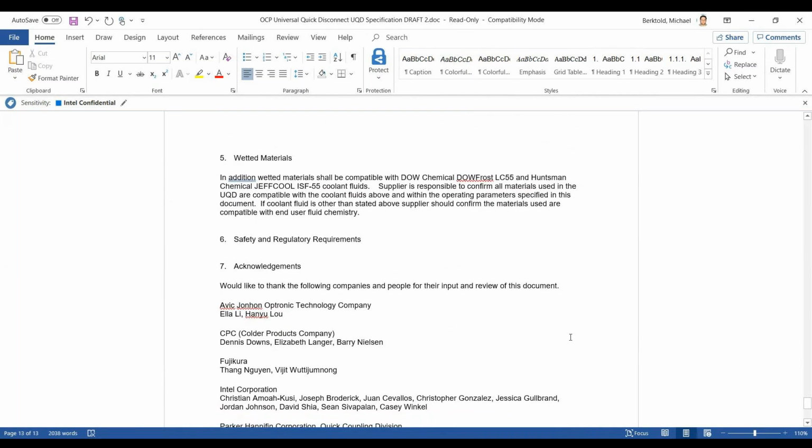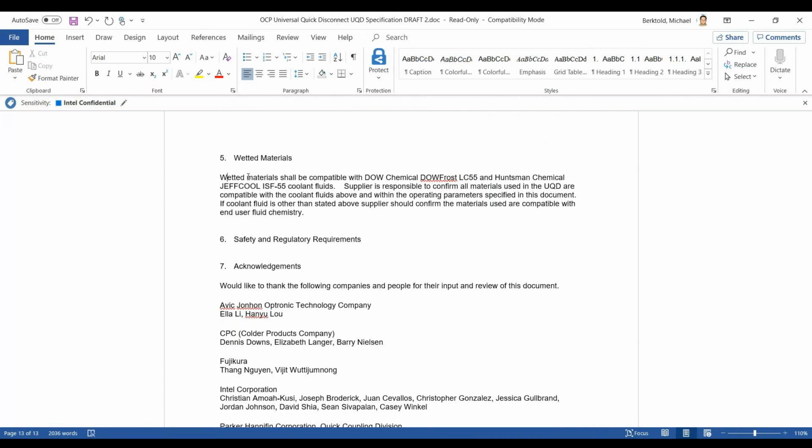Okay, good to know. So section 5, wetted materials. I'm not sure why I have "in addition" there, Michael, at the beginning of that sentence. Let's remove it. Yeah.